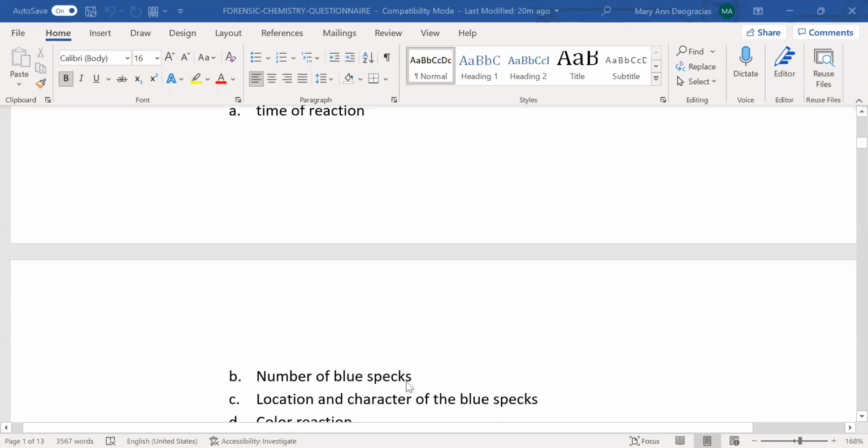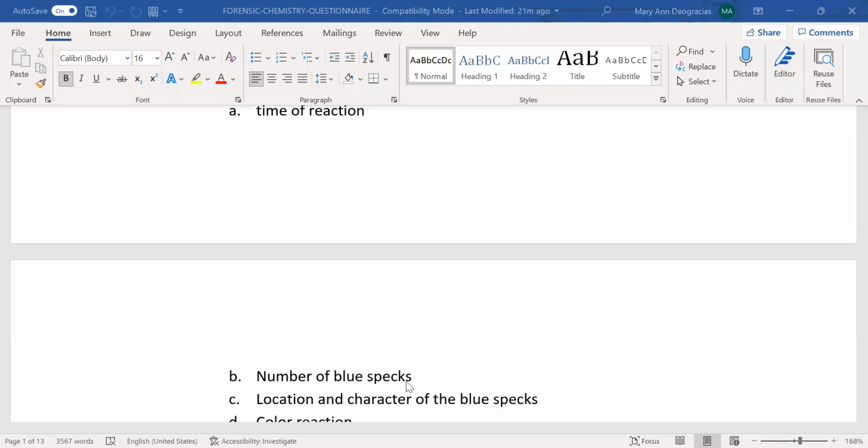Another, the number of blue specks is included. The forensic chemist counts how many blue specks there are, especially on the fingers of the cast obtained from the suspect. Then the location and character of the blue specks are also checked. Where are there many? The location should be on the dorsal aspect of the hands of the person. What is dorsal, guys? Dorsal is here. This is the dorsal aspect. And then the number of blue specks here, there may be three or two each.